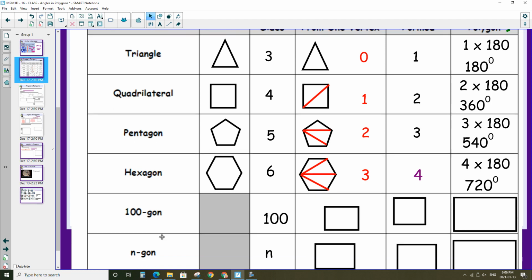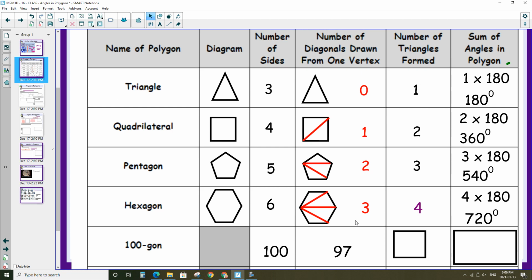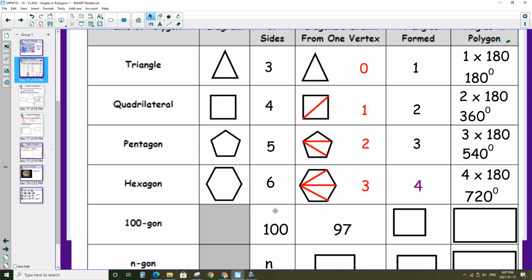So following the same pattern, if we have a shape with 100 sides, we should be drawing 97 diagonals, because if you look at the pattern, if we have 3 sides, we drew 0 lines, 4 sides, we drew 1 line, 5 sides, we drew 2 lines, 6 sides, we drew 3 lines. So you could see that the difference between them is 3 for each case. So if we drew a shape with 100 sides, we should be able to draw 97 lines.